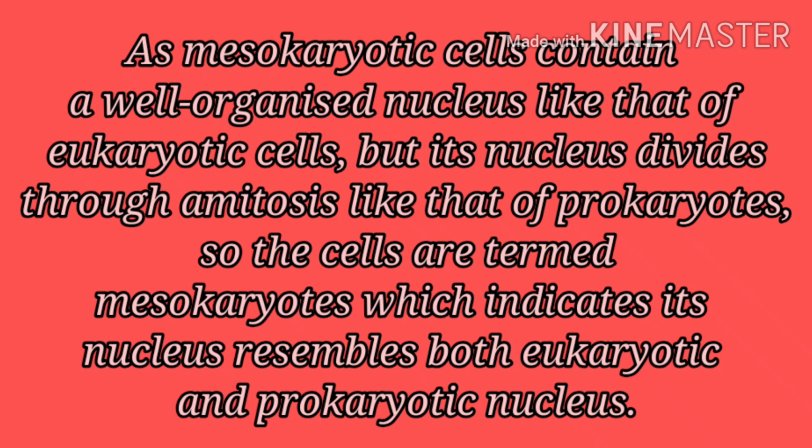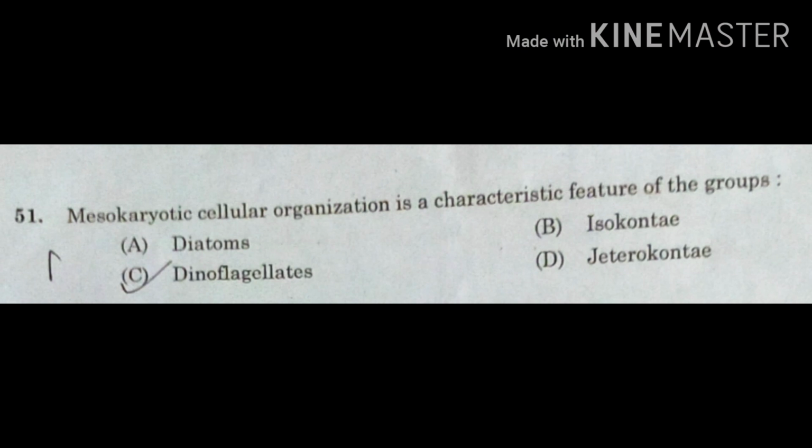So we can call that naked DNA, in synonym with the nucleus of eukaryotes. That's why it is known as prokaryotic nucleus. Okay, I think now you people got some basic idea about mesokaryote, isn't it? So when you are analyzing the options, you can see diatom, isocon, dinoflagellate, heterocon, etc. But the correct option is dinoflagellate.